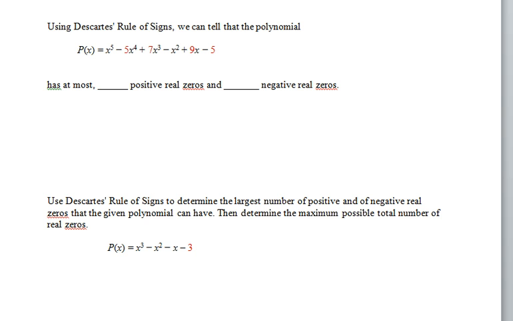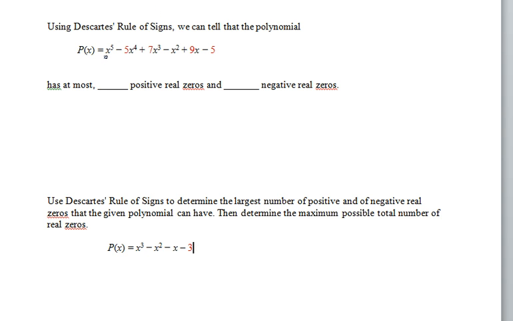And what Descartes says about the maximum number of positive real zeros is that it corresponds to the number of sign changes in the coefficients of a polynomial when the polynomial is written in descending degree. And so the terms in our given polynomial are in the correct order.